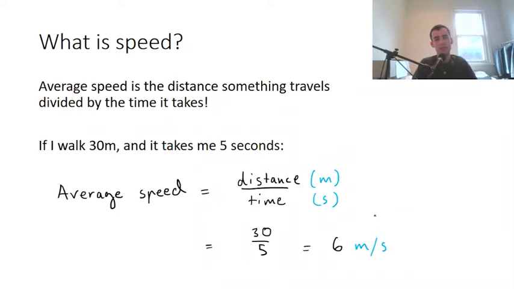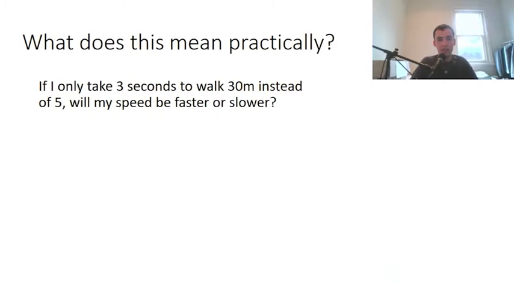That's actually very fast. I guess I'm a fast walker. Okay, so I've just realized how ridiculous this question is. Anyway, if I only take 3 seconds to walk 30 meters, I'm a very fast walker. I must be an Olympic medal winner.